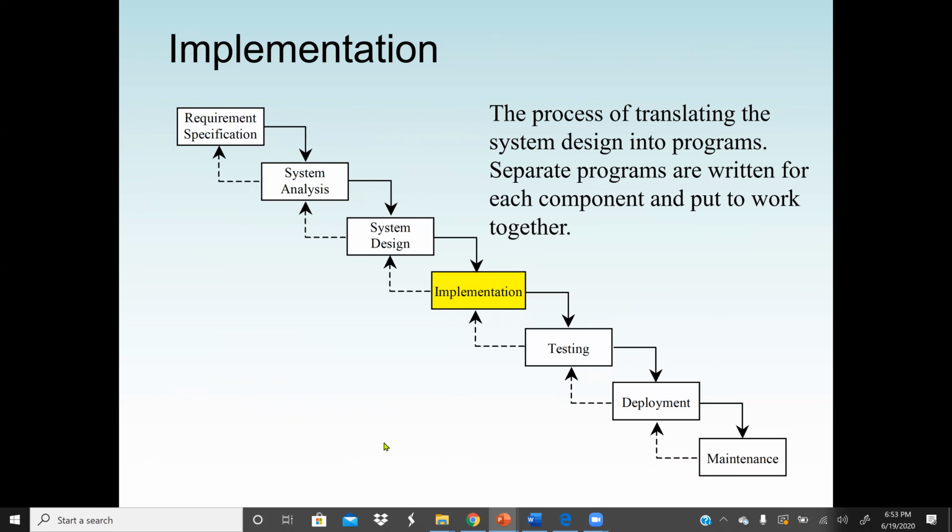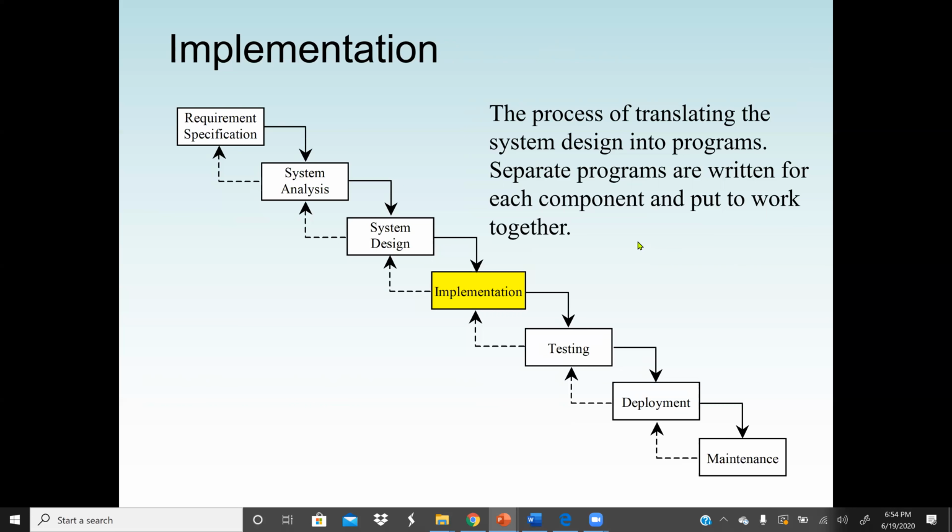We say the implementation is where again we translate. So from requirement specification to system analysis to system design, we can even use pen and paper, or if there's any application, like a modeling application that we can use to model the system, we use it. Implementation is where we use the actual programming language to develop the system. So here we say it is the process of translating the system design into programs. Separate programs are written for each component and put to work together. So if the program is very large, we can break the program into smaller units.